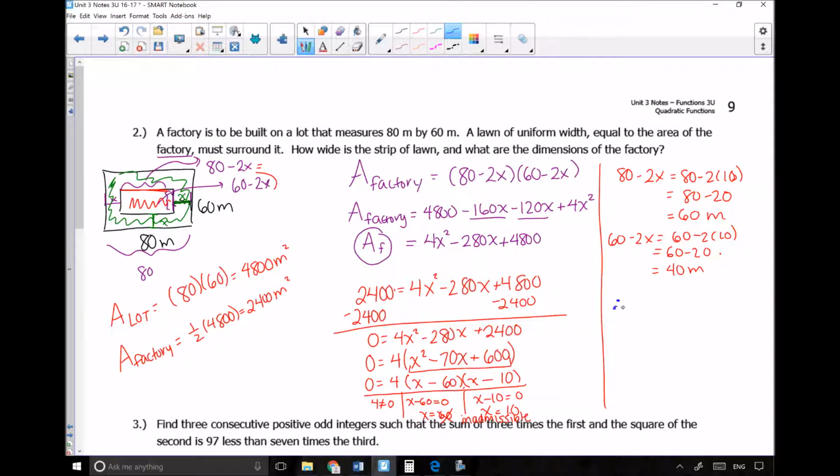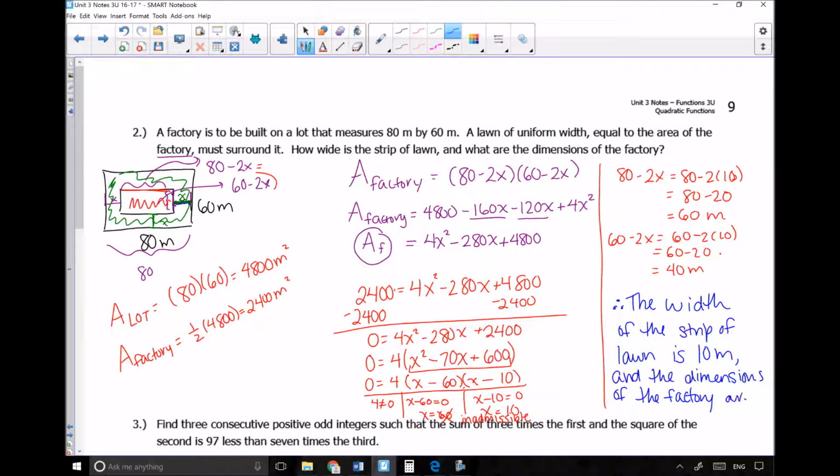We can say, therefore, the width of the strip of the lawn is, right here, our answer, we're looking for x, and we got x is 10 meters. And the dimensions of the factory are 60 meters by 40 meters. Okay?